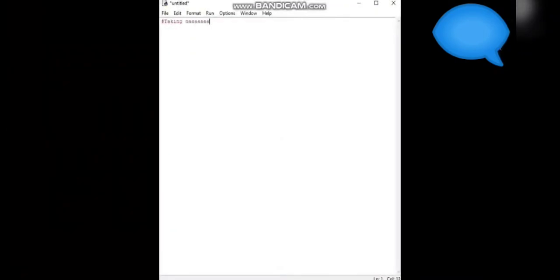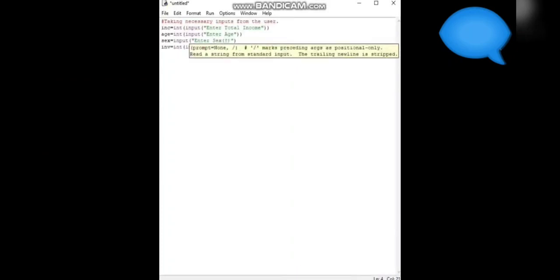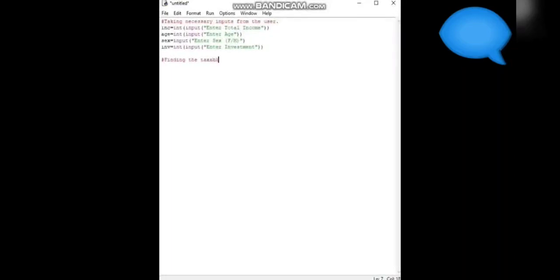So we'll begin by taking necessary inputs from the user using the input function. Great. Now let's mention the prompt. Now our next step is to calculate the total taxable income. Now for that, we'll consider two conditions.